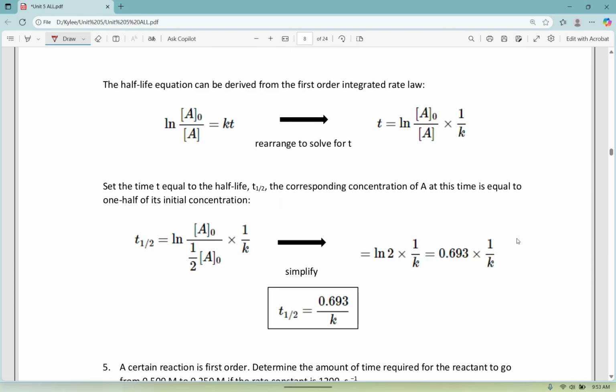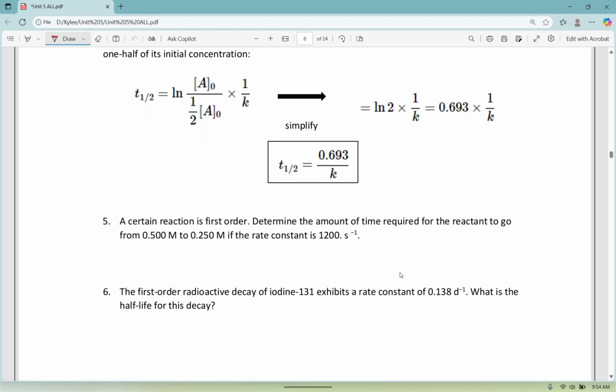Now, the half-life equation can actually be derived from the first order rate law. And so the first order rate law looks like this, and we can rearrange it to solve for t. So I would be dividing by k on both sides. And so I can rewrite it as t equals natural log of a naught over a times 1 over k. Well, if I set the time equal to 1/2, then we can do some more math. And this is the derivation of how this all comes up. Simplify it, and we end up with the half-life equation here in this box.